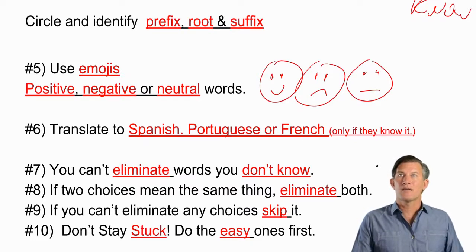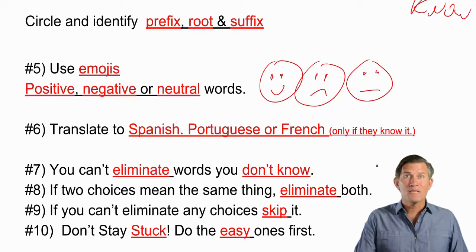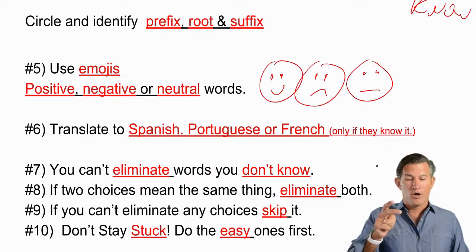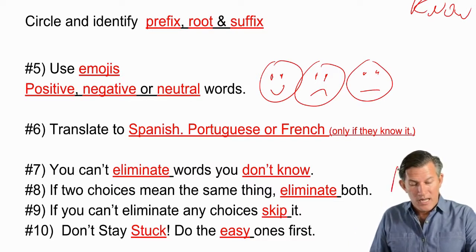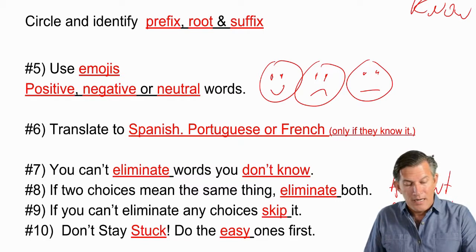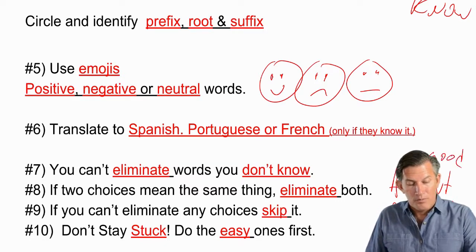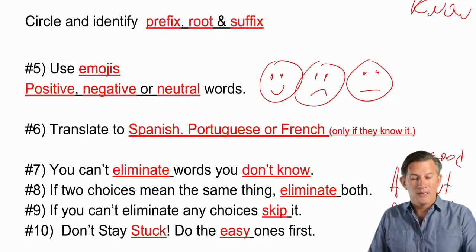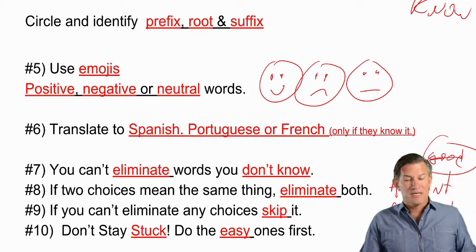Now, let's go back to number 8. If you don't know what it means, you're probably going to skip. But what if two choices mean the same thing? Okay. Also, what if you have two choices, A and B, and they're antonyms of each other? Okay. In other words, this one's good, and this one means bad. All right. Well, you could eliminate good.